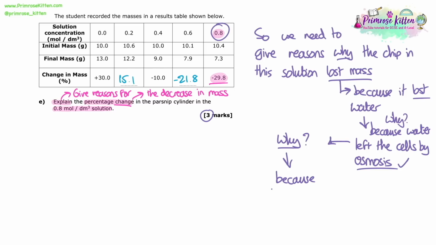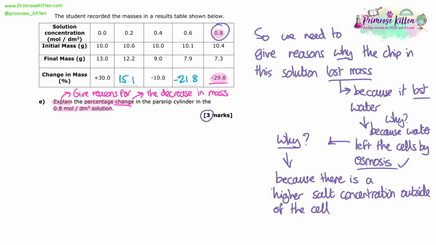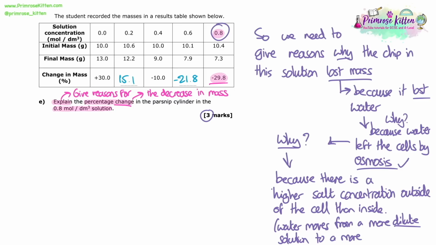So that's not enough to get us the 3 marks, because why did the water leave the cells by osmosis? Using our knowledge of osmosis, we have to be able to explain why that happened, and why it happened specifically in that solution concentration. The reason why water left the cells by osmosis is because there is a higher salt concentration outside of the cell than inside of the cell. Okay, so we know that water moves from a dilute solution to a more concentrated solution. That is our definition of osmosis. So that is the reason that explains why the water left the chip cells and went out into the solution, because it has a higher concentration than the cells inside the parsnip.